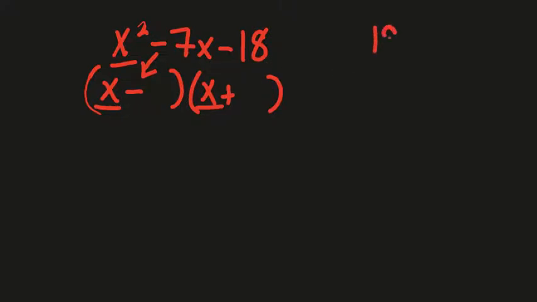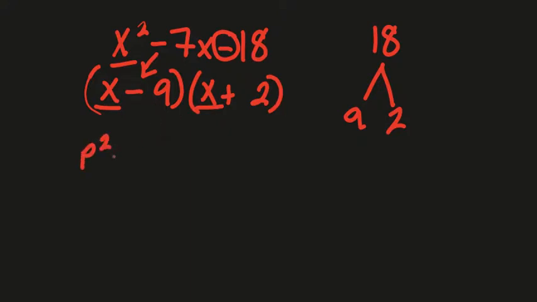Now we get factors of 18 that subtract to make 7. So what are multiples of 18 that subtract to make 7? 9 and 2. When we subtract 9 and 2, we get 7. The bigger number will always go first. And we have that x squared minus 7x minus 18 is x minus 9 times x plus 2.